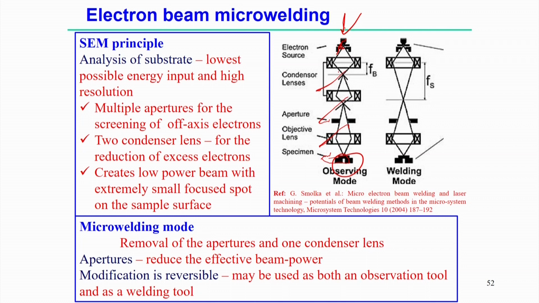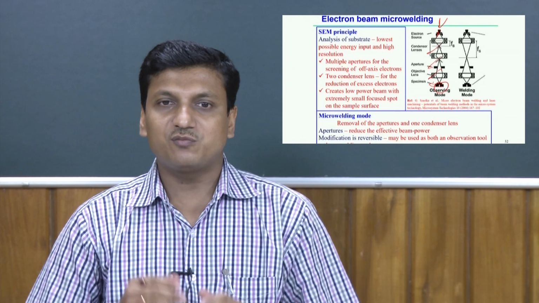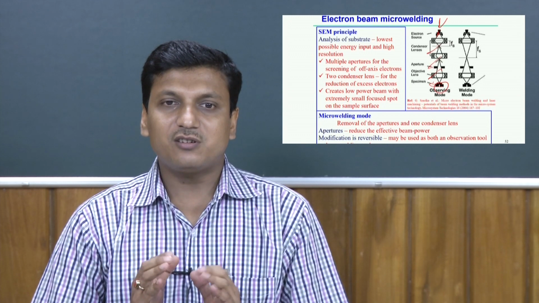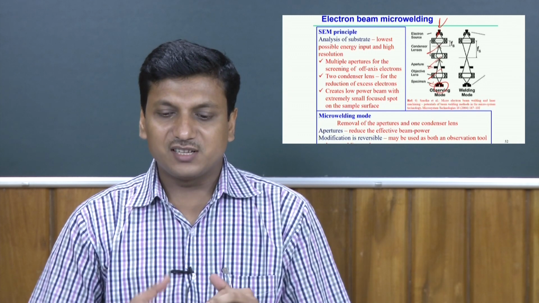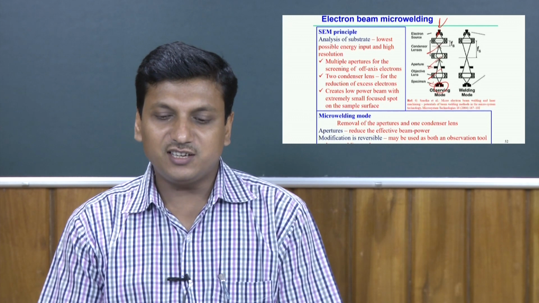Here you can see that multiple apertures are used, but what is the purpose of an aperture? Apertures are basically used for screening off-axis electrons, and two condenser lenses are used for the reduction of excess electrons, and finally this creates a low power beam with an extremely small focused spot on the sample surface. So, this is the basic principle of the scanning electron microscope.